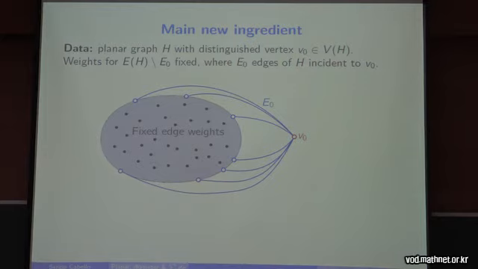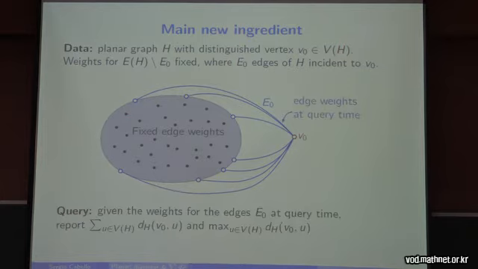So I want to pre-process this thing. And then at query time, I'm going to get the edges, the length of these edges. So at query time, I'm going to be telling, okay, so this edge has length 1, this one has length 3, this one has length 6, this one length 2, and so on. And I want to compute the vertex that is here inside that is farthest from this one. And I want to do that fast.